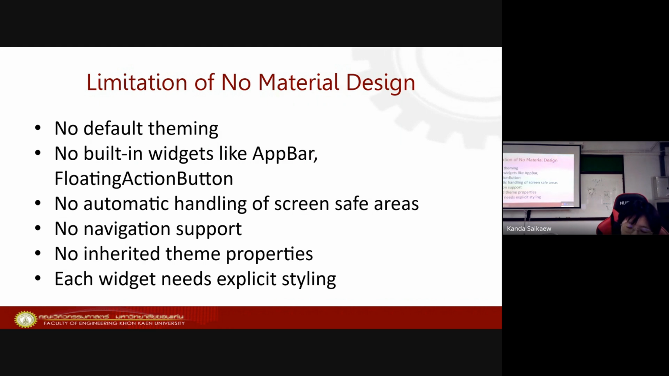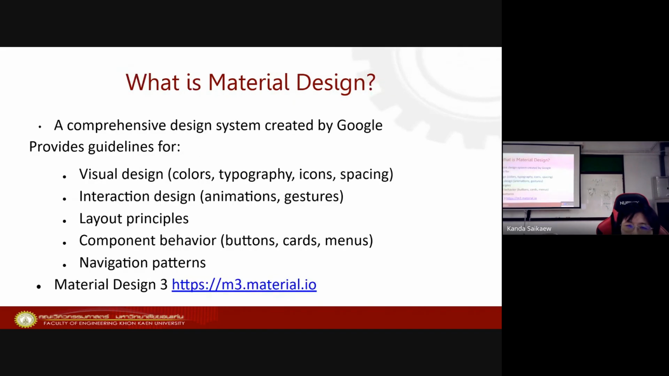Safe area means the area that can display the content without overlapping with, for example, the status bar at the top. And there's no navigation support, no inherited theme properties. And each widget needs explicit styling. And this will make us write a lot of code. And we don't want to do that.